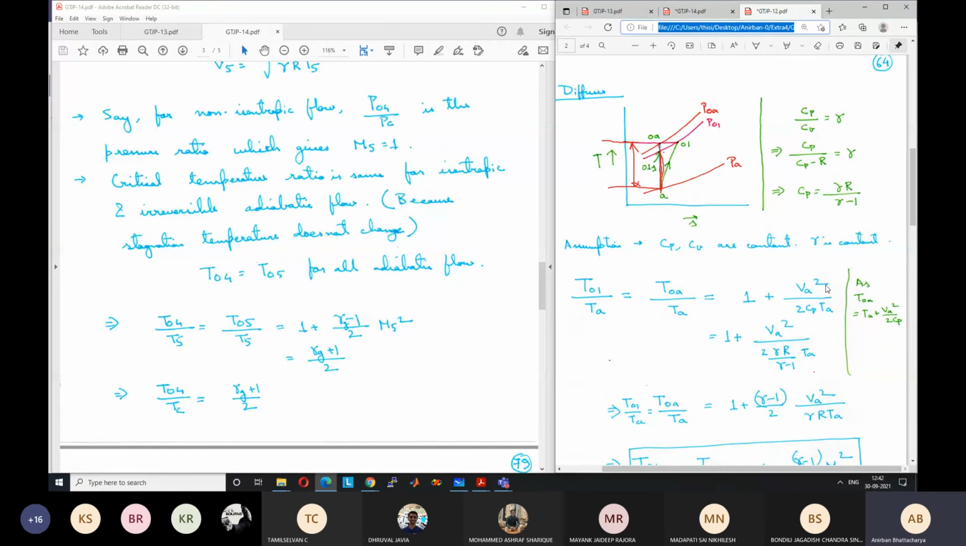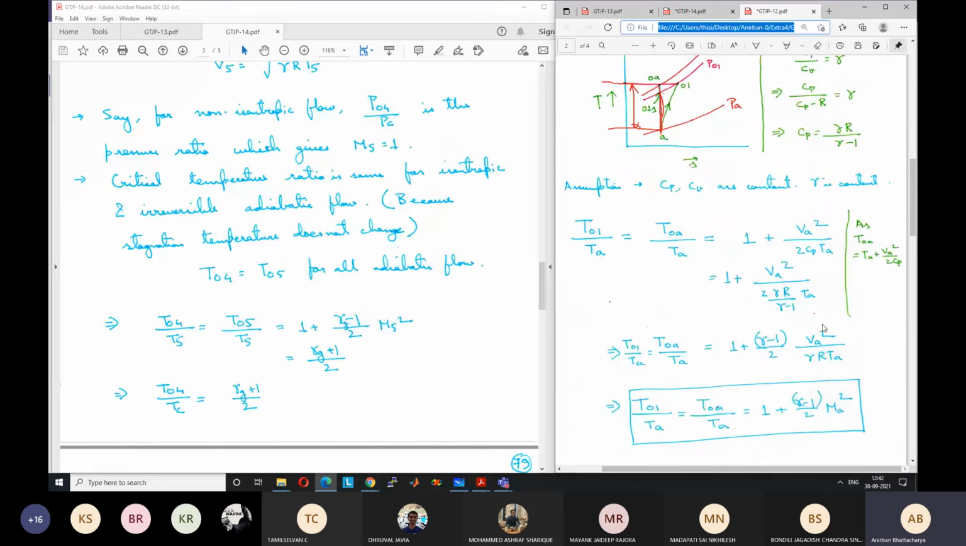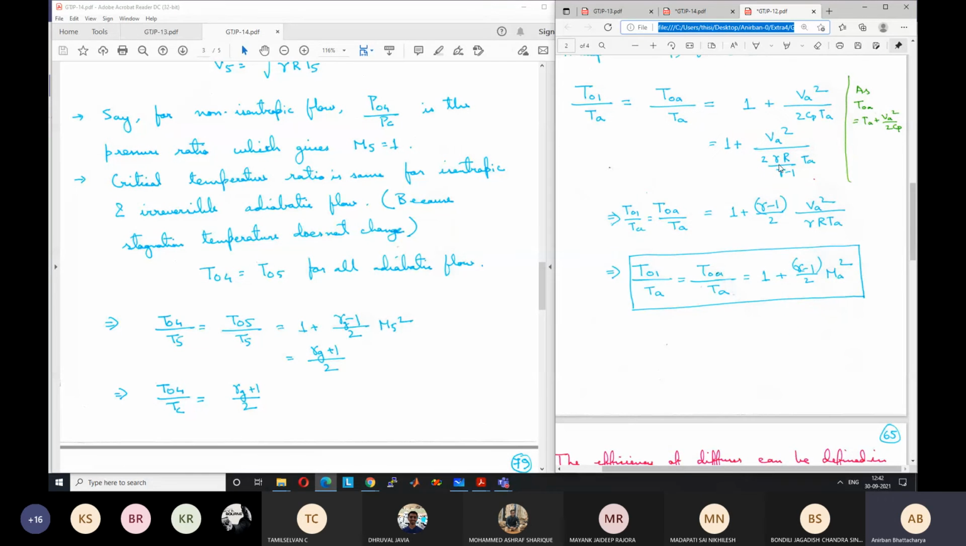It can be easily derived to be equal to gamma r by gamma minus 1. And we replace this Cp here by gamma r by gamma minus 1. We get 1 plus VA square by 2 gamma r by gamma minus 1 TA. So T0A by TA is 1 plus gamma minus 1 by 2 VA square by gamma r TA. And this gamma r TA is nothing but square of the sonic velocity, CS square. So VA square by CS square gives us Mach number square. So the stagnation to static temperature is related as 1 plus gamma minus 1 by 2 M square.